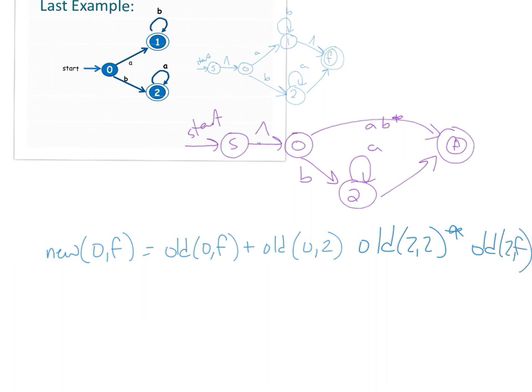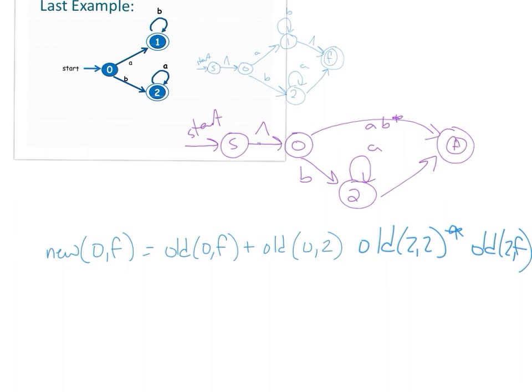Now, if you do a few of these, you'll get into the routine of this, and it actually kind of makes sense. Look, what are we saying? In order to make a new path from 0 to F, we need to take into account any old way we got from 0 to F, and then any old route that went via state 2. So that's kind of what's going on here.